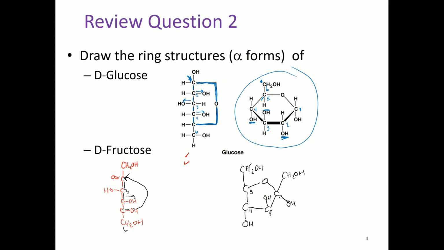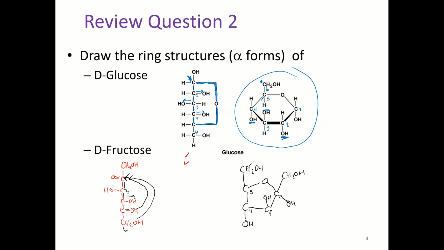And specifically for fructose, if you're drawing the ring form, you need to know if it's the 5-membered ring form, which would be called a furanose, or the 6-membered ring form, which would be pyranose. If you're not told, you can assume fructose is in the 5-membered ring because that's more stable, but it technically can form a 6-membered ring. In that case, the OH group at the last carbon would be attacking the carbonyl.